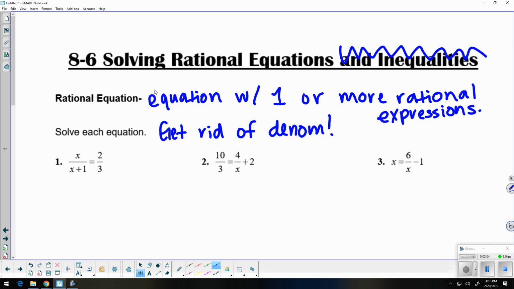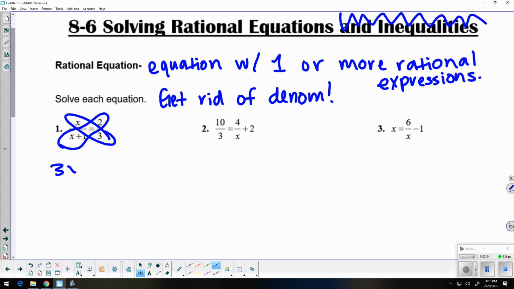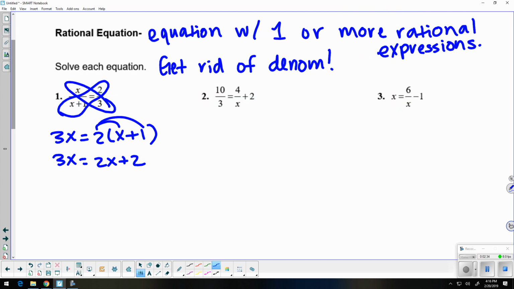Starting off, for number 1, it's x over x plus 1 equals 2/3. You should recognize that first of all as being a proportion. A proportion, the way I view it, is just a fraction equal to another fraction. How you solve a proportion, easy enough, you just cross multiply. So cross multiplying, 3 times x is 3x, and that's equal to 2 times x plus 1. So you have 3x equals 2x plus 2 after you distribute. Then solving for x, subtract the 2x on both sides.